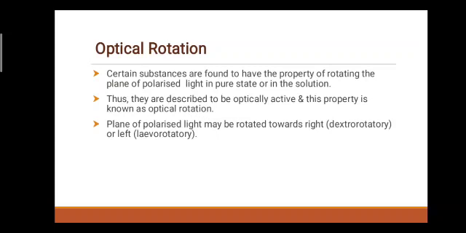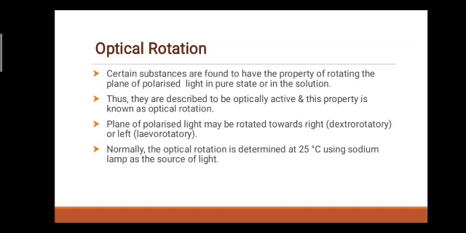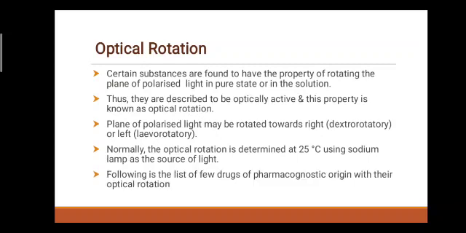Plane of polarized light may be rotated towards right, which is called dextrorotatory, and the plane of polarized light may be rotated towards left, which is called levorotatory. Normally, the optical rotation is determined at 25 degrees Celsius using a sodium lamp as the source of light. Following is the list of a few drugs of pharmacognostic origin with their optical rotation.